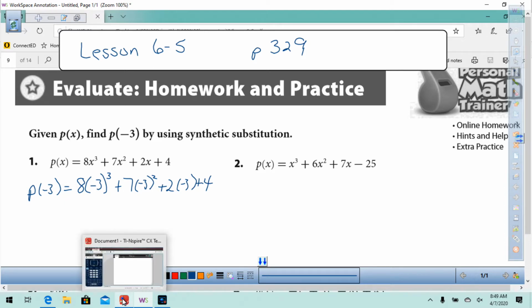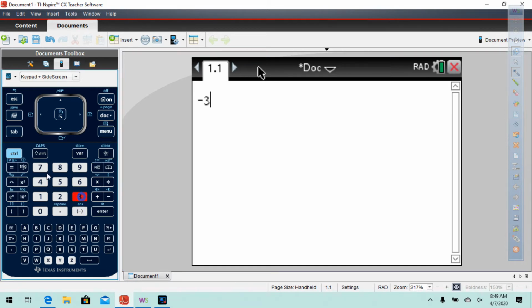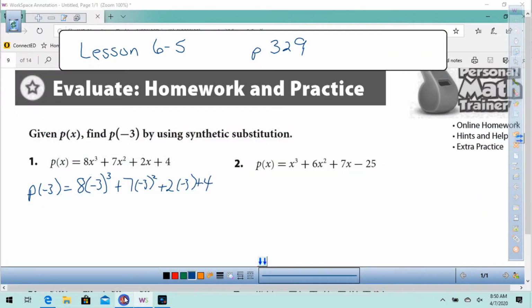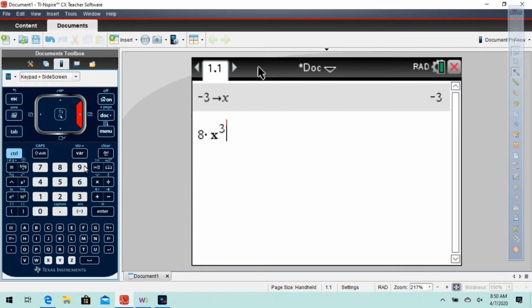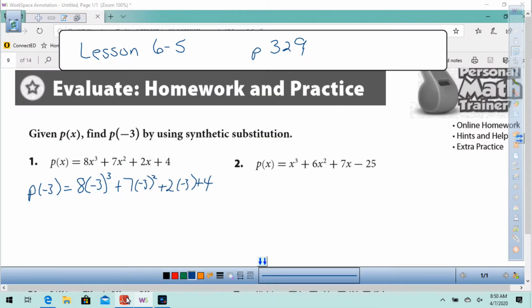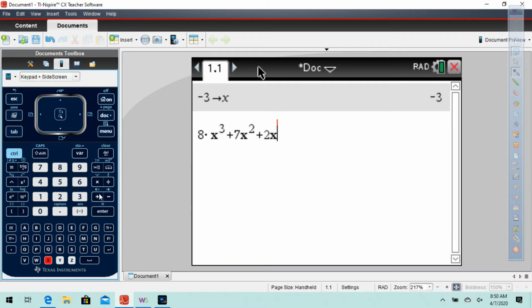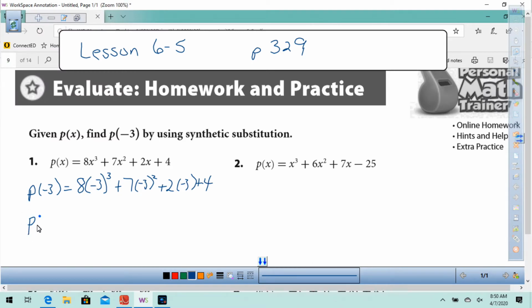It's easier to do it in your calculator here. We'll say -3, control variable, and put it in for x. Not an issue. Then we'll go over here and we got 8 times x cubed plus 7x squared plus 2x plus 4. And it gives us -155. So p of -3 is -155.